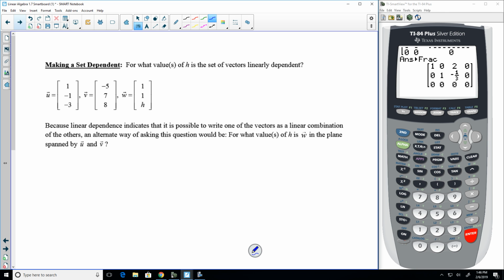Does anybody see a way before we row reduce? No, we may have to row reduce. I don't see it yet, so I'll give you a chance.